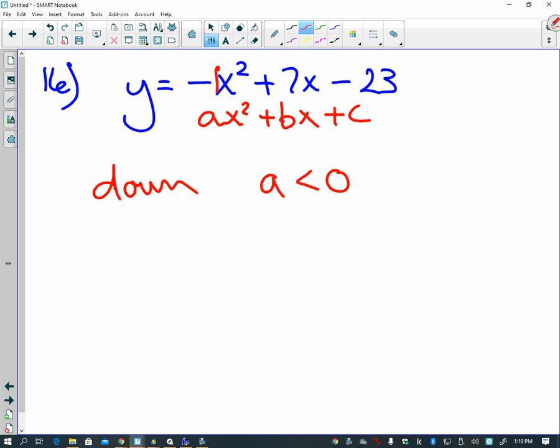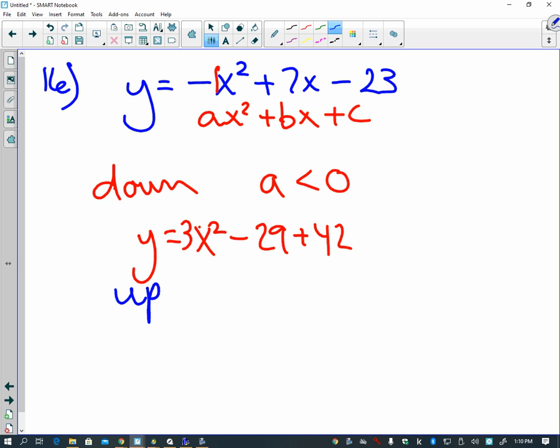Okay, so if we had something like y equals 3x squared minus 29x plus 42, which direction would that open? Up, because a is greater than 0. Okay, does that make sense?